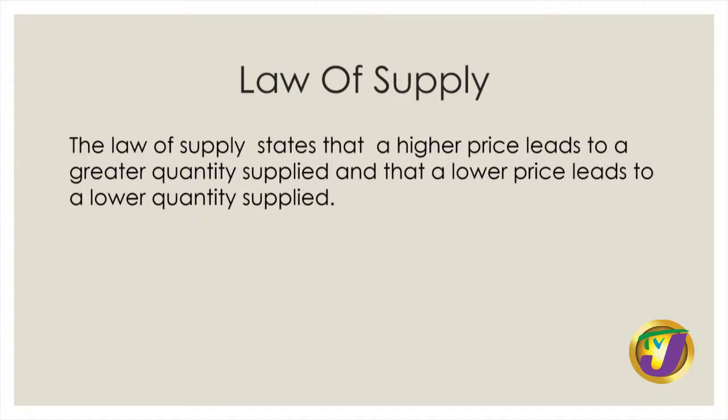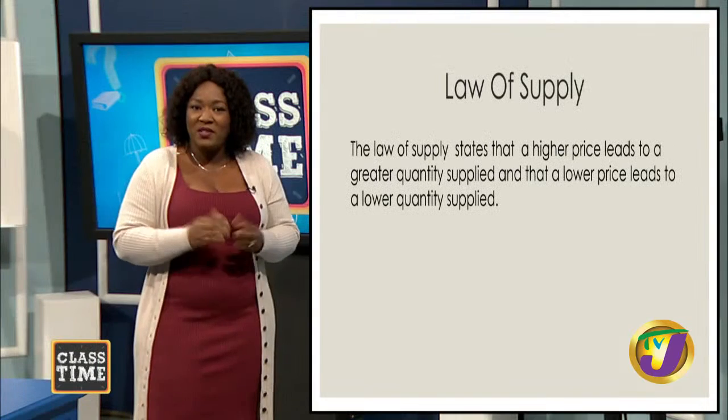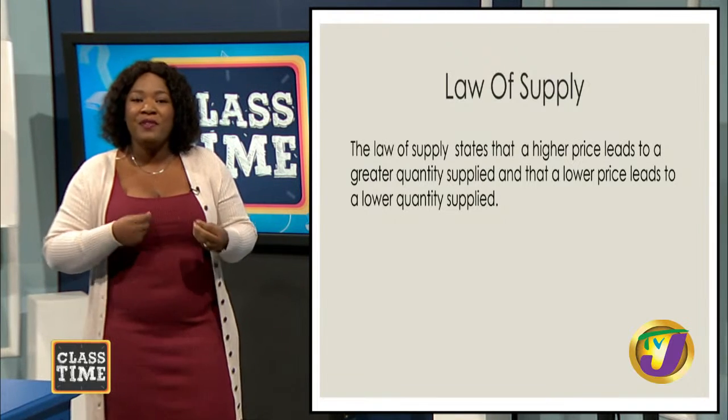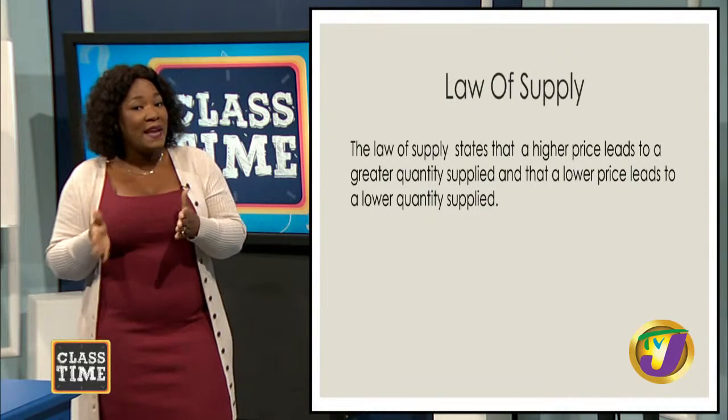So let's look back at tomatoes again so you can better understand. Now, the law of supply states that a higher price leads to a greater quantity supplied, and that a lower price, which is the reverse, leads to a lower quantity that is supplied. So, tomatoes again, right? So let's say the price for tomatoes has increased. Now, this would lead to an increase in supply, because from an economic standpoint, if you're a supplier and you realize that the cost for tomato is now $400, I'm going to increase the amount of tomatoes that I supply in the market space.